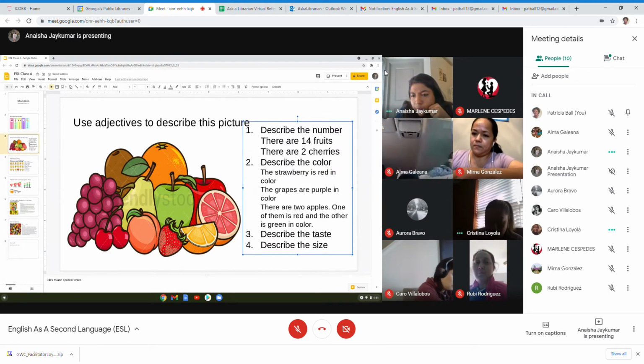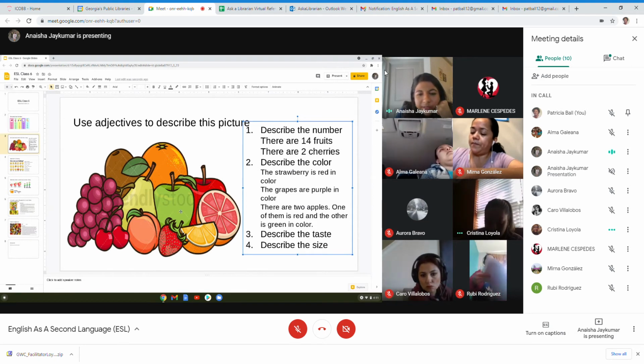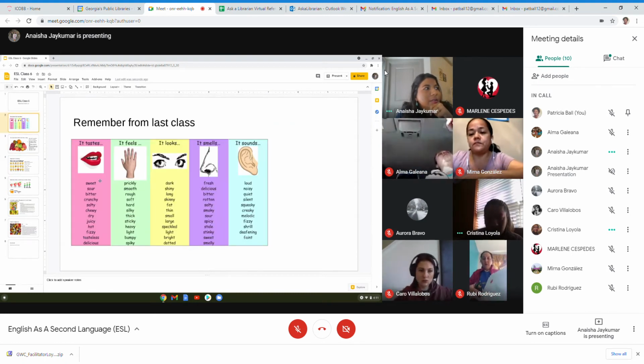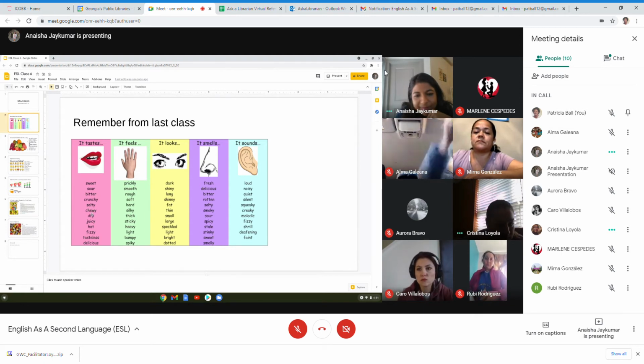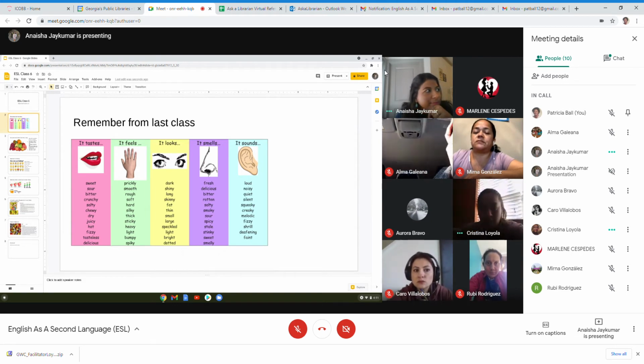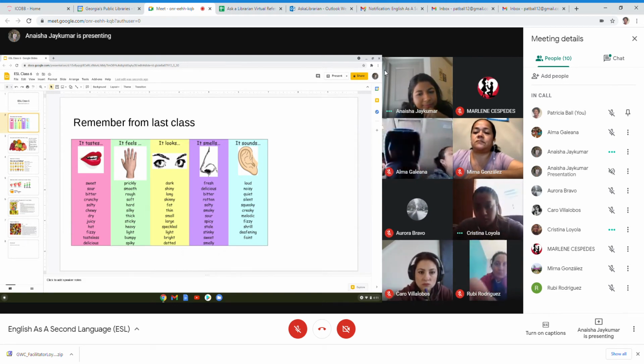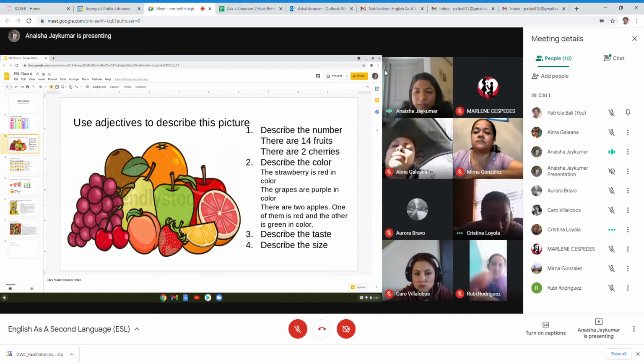Okay. Ruby, do you want to try next? Can you tell me some adjectives for the taste? Like, how do apples taste? If you want to remember some adjectives here, these are some types of adjectives: sweet, sour, bitter, crunchy, salty. Okay, does anyone want to try? Describe the taste of any of the fruits or the apple.